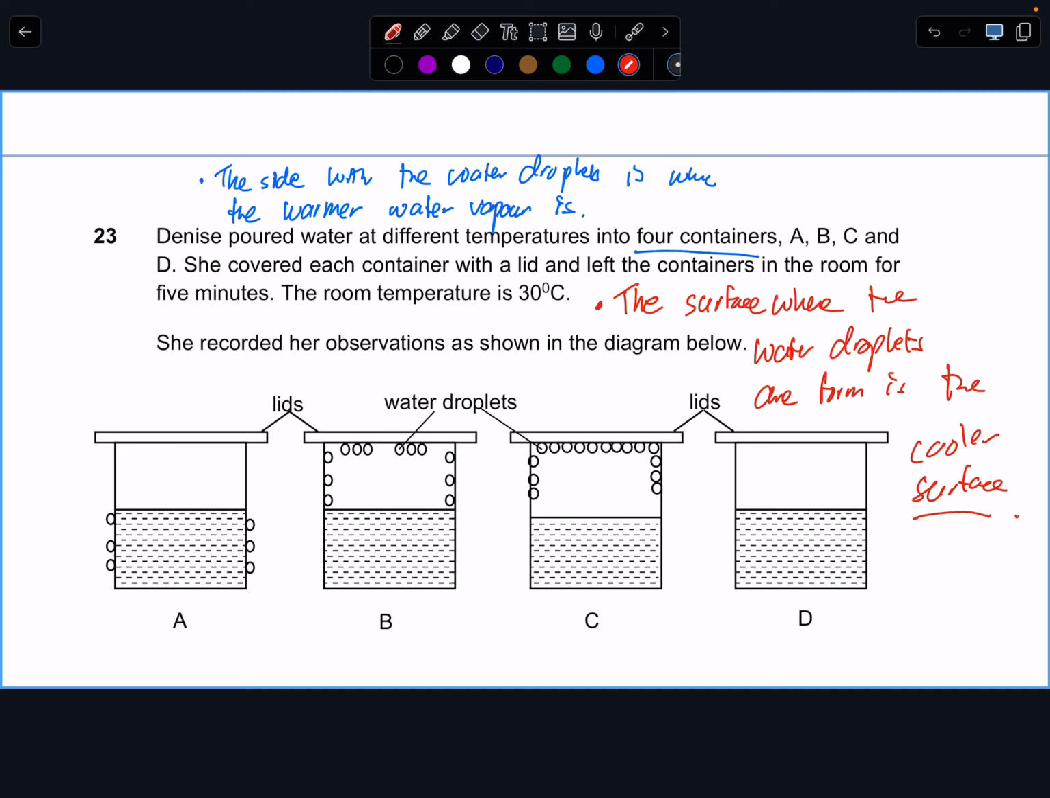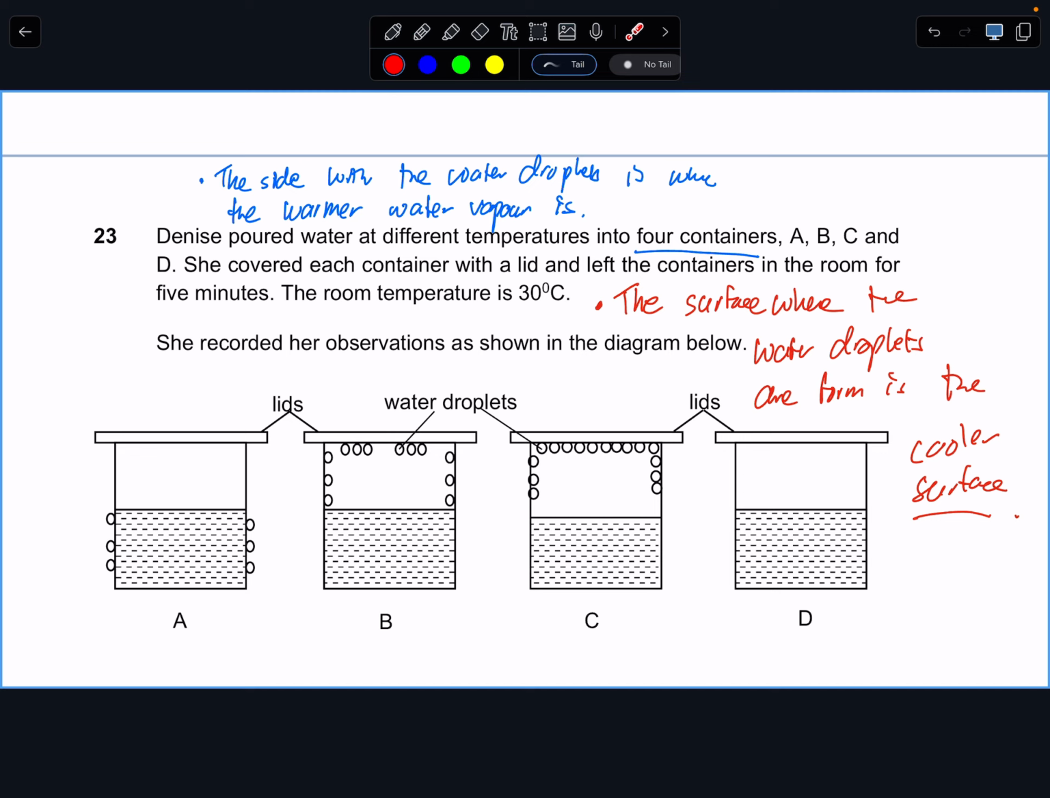Quickly settle down, take out your booklet A. I'm going through booklet A of your revision paper, question 23. I will repeat one more time. All eyes on screen.